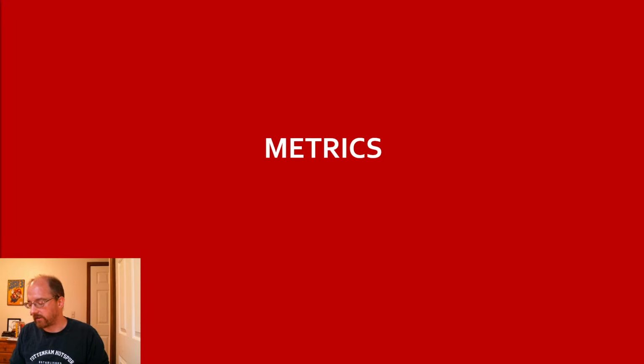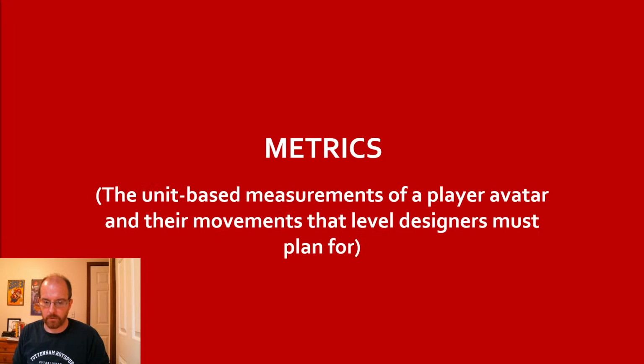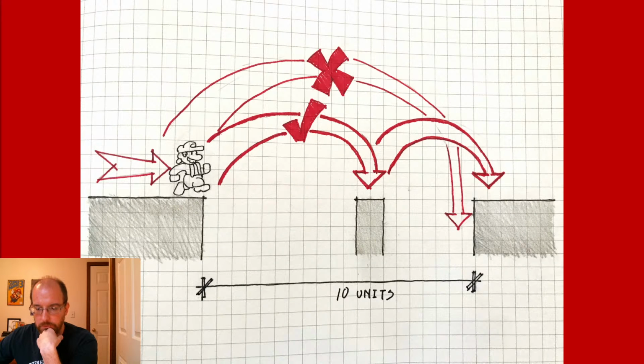So first things first, as a level designer, you've got to understand your metrics. What are metrics? Metrics are unit-based measurements of a player avatar and their movements that level designers must plan for. I couldn't remember if I had a certain batch of images on this slide deck, but I do, and I'm very excited about it. So let's look at Mario. Mario can jump in Super Mario Bros. 1 from a run 10 units, or block widths, far. That's how far he jumps.